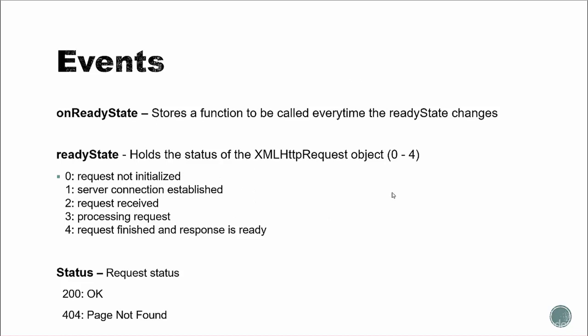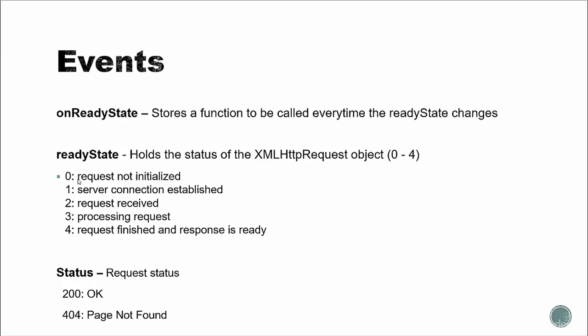Alright, so we also have events. We have onReadyState, and this stores a function to be called every time the ready state changes. So you have this ready state event, and it has 5 states. It has 0 through 4.